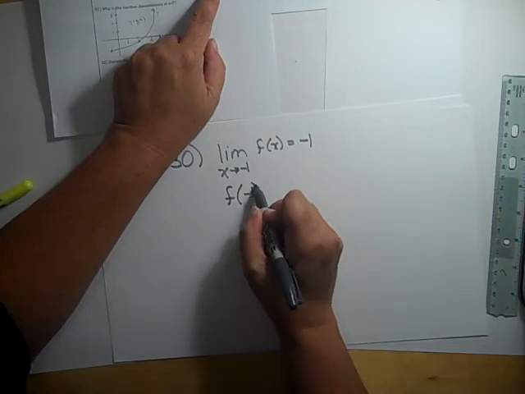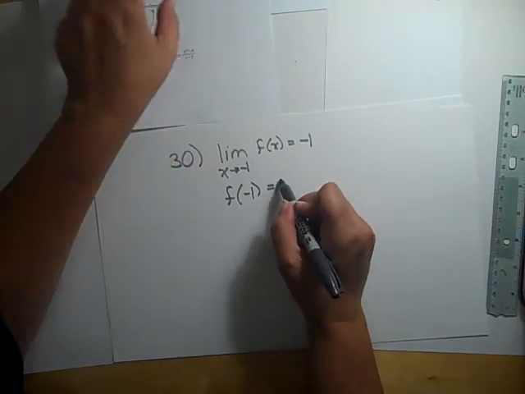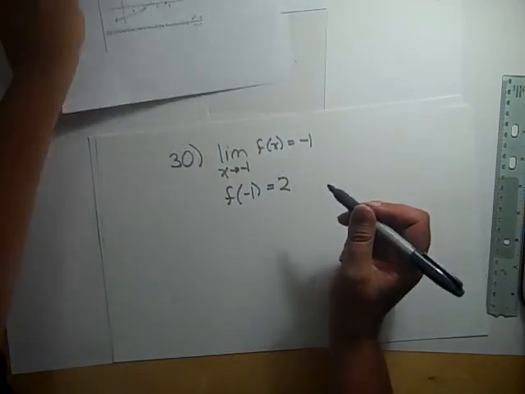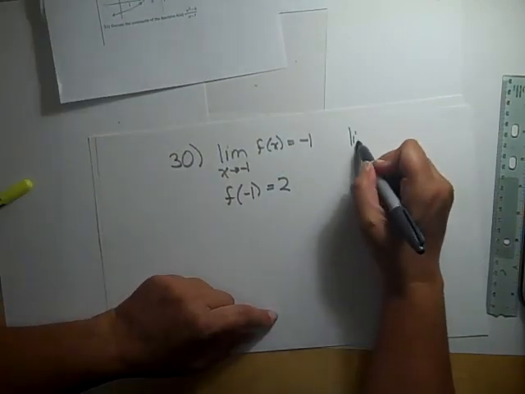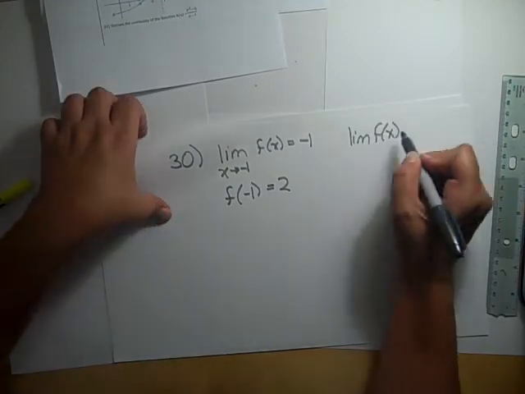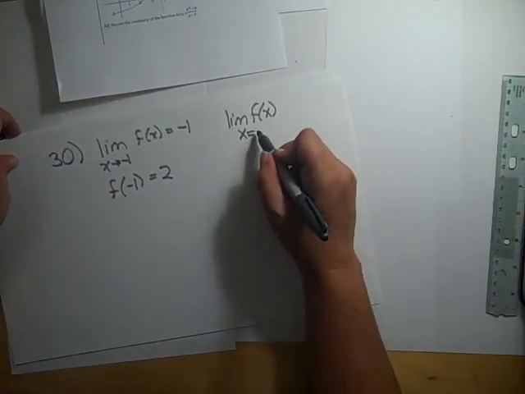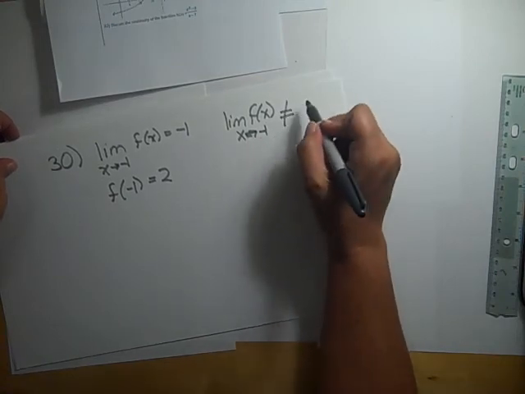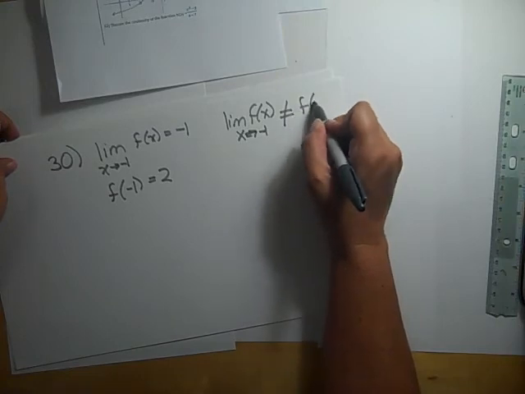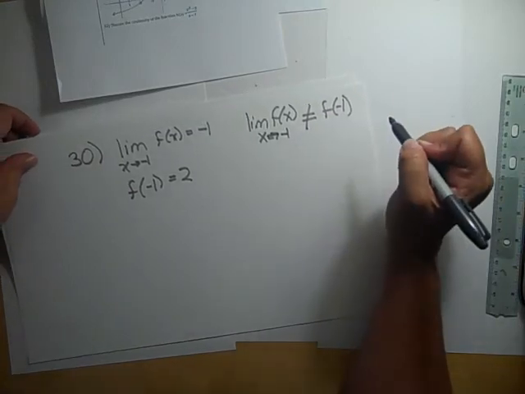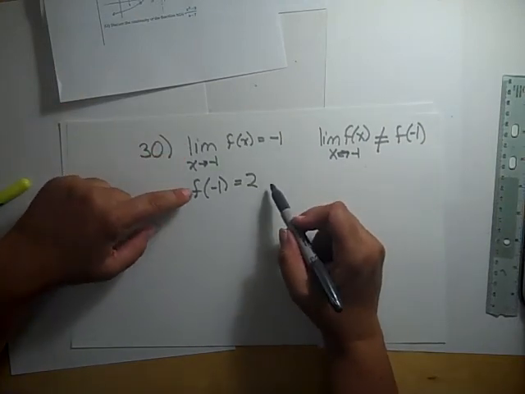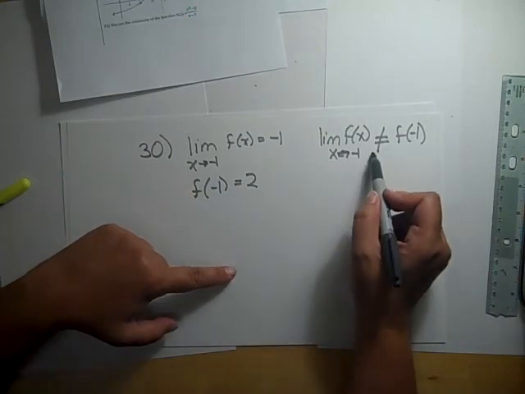f of -1 equals 2, right? That's where the transporter beam is. So the actual value of that is 2. So therefore, the limit of f of x as x approaches -1 does not equal f of -1. That's the reason for the discontinuity. Okay? It's kind of nice to show that you figured out the limit and you figured out the value and then make the statement that they don't agree.